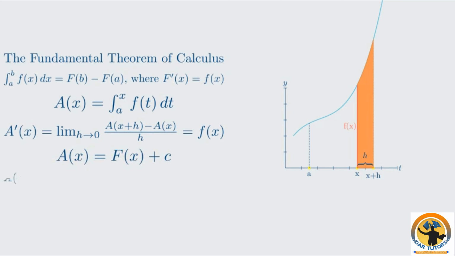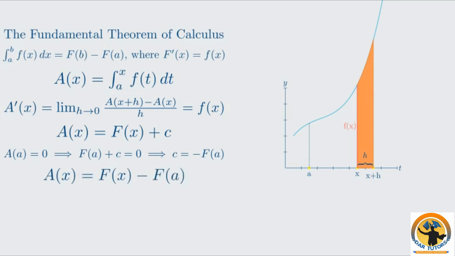Since A of x is an antiderivative, it must be of the form F of x plus c. We also know that A of a is 0 because the area from a to a is 0. Substituting this gives c equals negative F of a. Therefore, A of x equals F of x minus F of a. This proves the fundamental theorem of calculus.